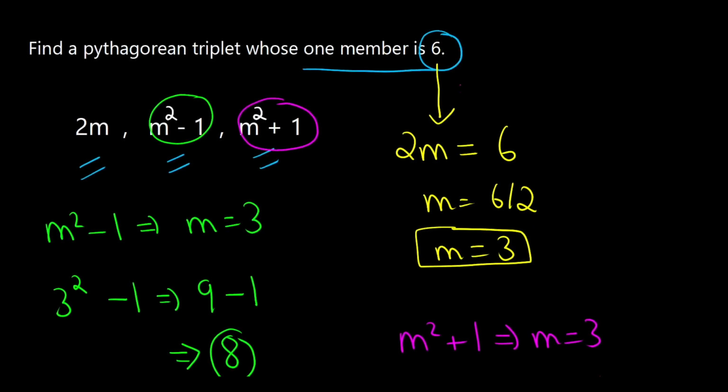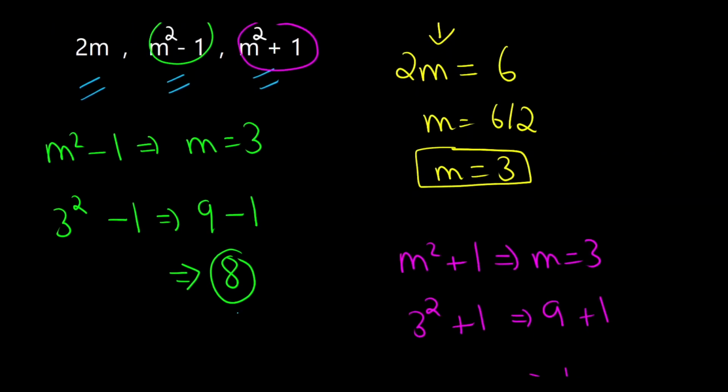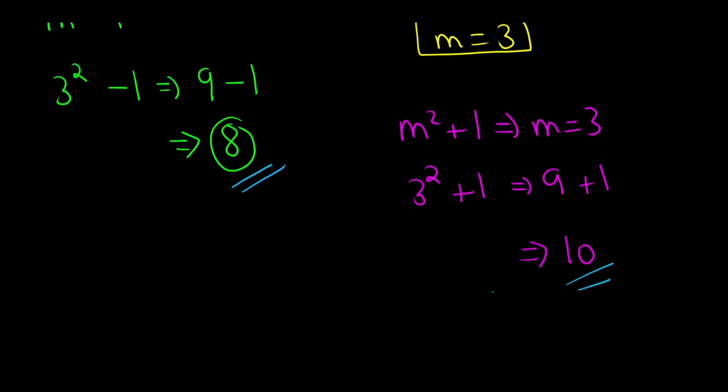So ladies and gentlemen, the Pythagorean triplet that we are talking about is 6, 8 and 10. And I'm going to write it right here. The Pythagorean triplet is 6, 8 and 10. So this is the answer. Now look, it was super simple. Now let's move on to the final question for the day.